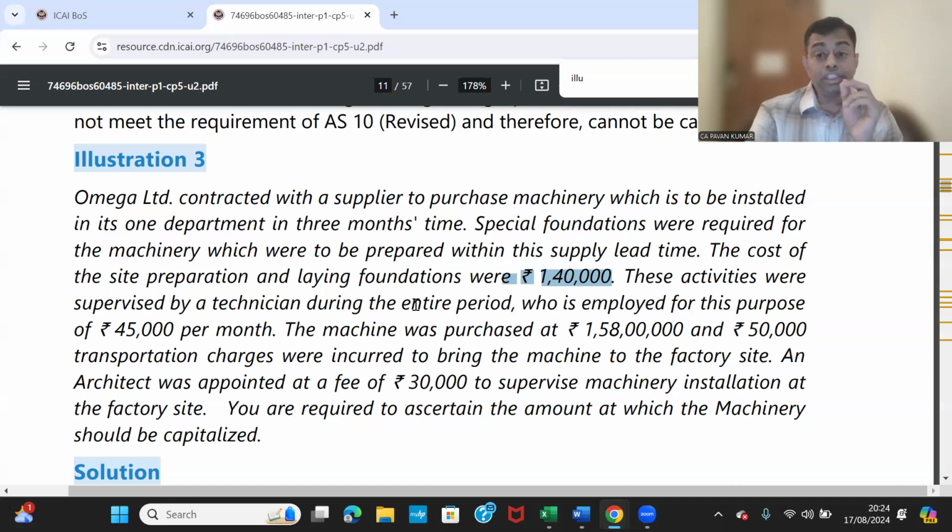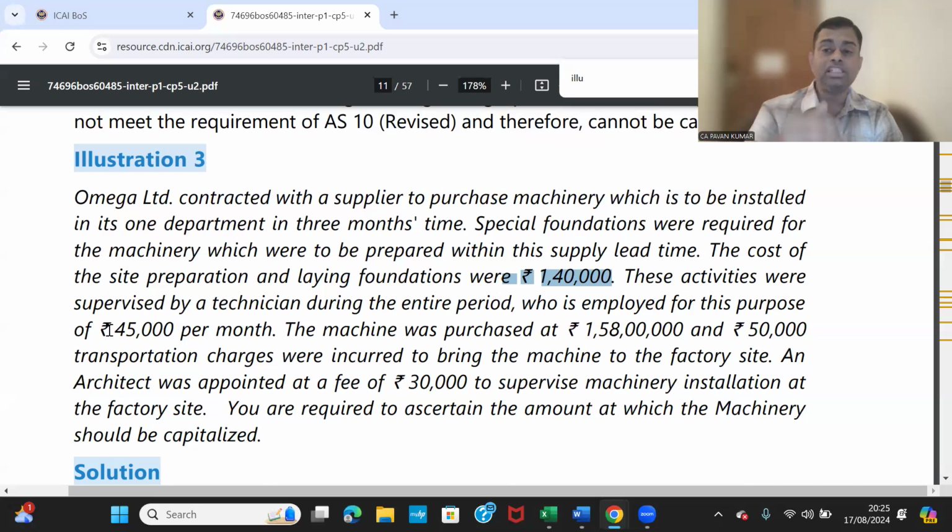There are technicians. These activities were supervised by a technician. One technician, he worked for this purpose for 3 months, and you have paid 45,000 per month to him. So can I capitalize 1,35,000? Yes. These are not regular salaries. You might have studied productive wages or wages for construction of building are to be capitalized. So this should be capitalized.